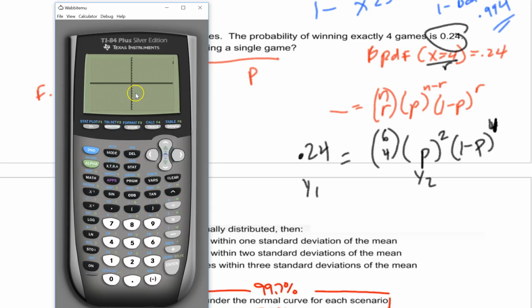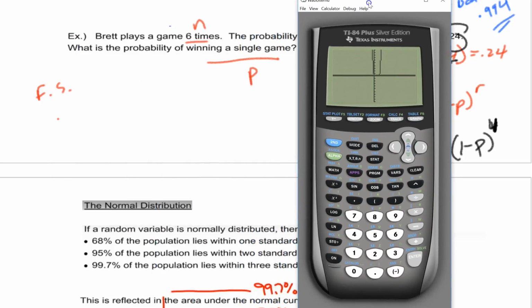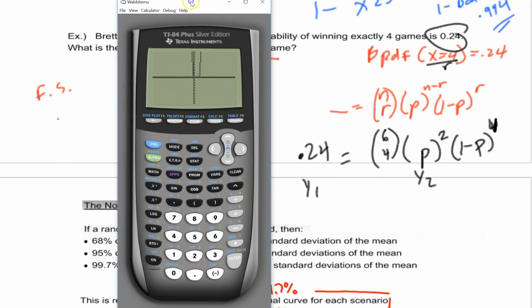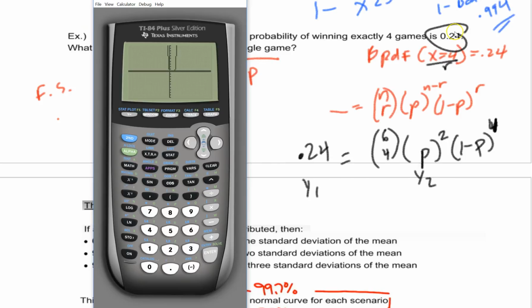So I get that, and I get that. And if I notice, I still can't see anything. So you have 2 options. You could go zoom fit, or you could try to use some logic and go, wait. My other one's 0.24. So let's change my window.